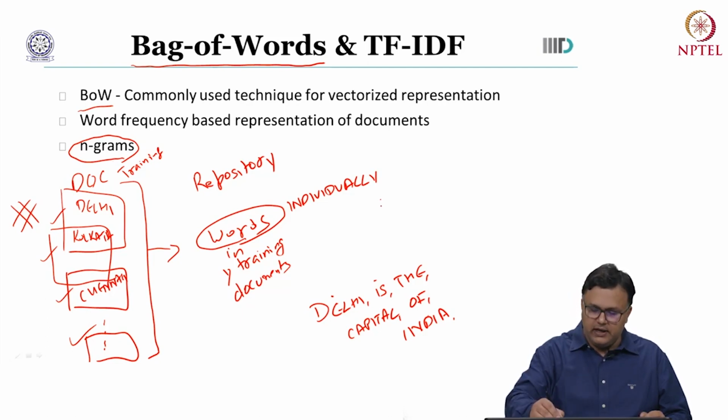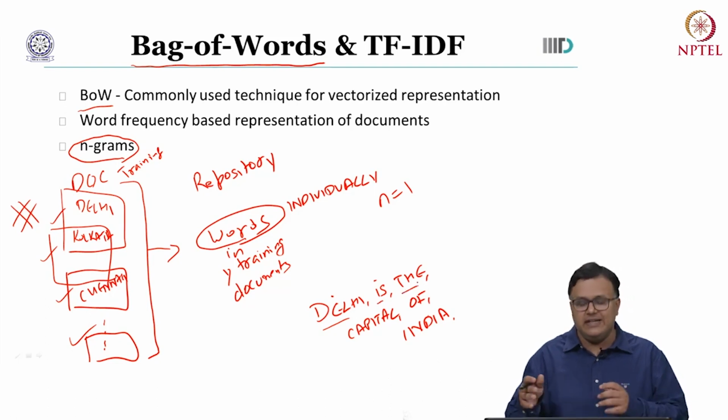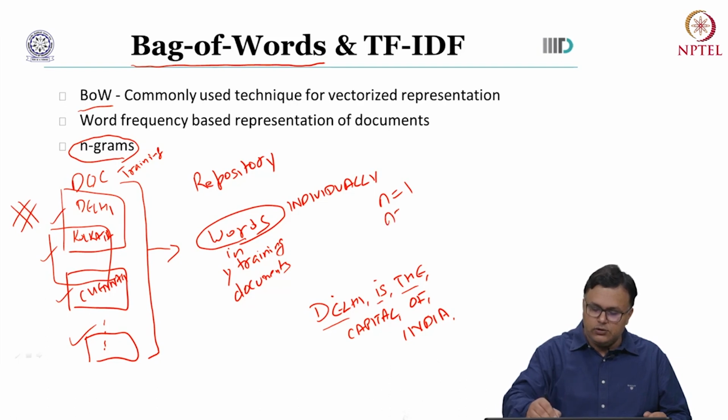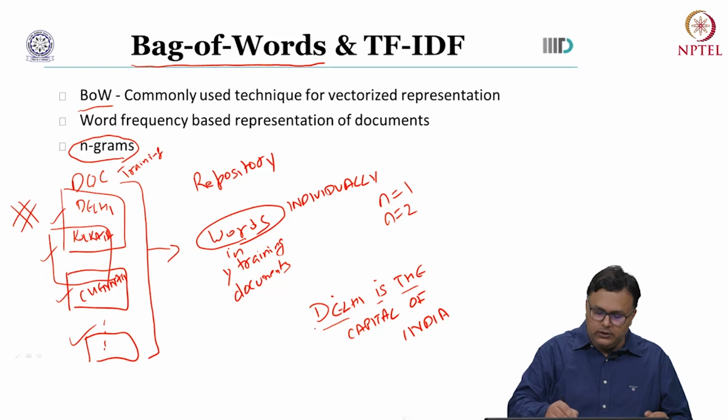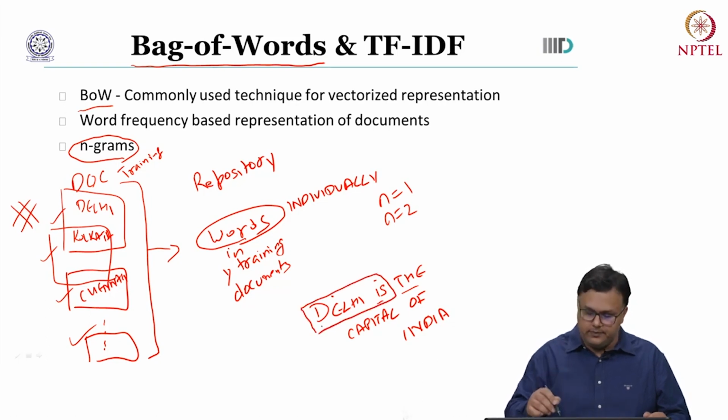So now, when n is equal to 1, you observe this scenario where Delhi is a separate word, is a separate word, the is a separate word, so separate entities. When you have n is equal to 2, notice what is going to happen. I am going to say in the same statement, Delhi is the capital of India. I am going to take these two consecutive words together. So Delhi is, now this is one unit. The capital, that's another unit. And of India, that's another unit.